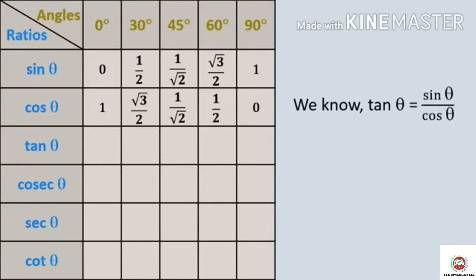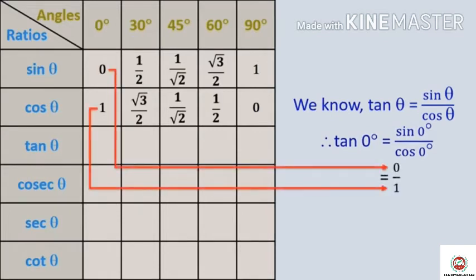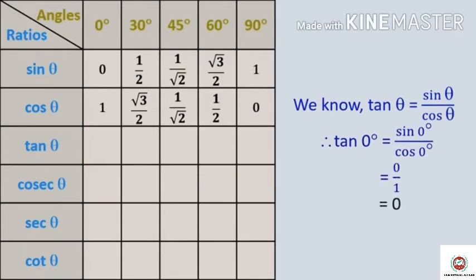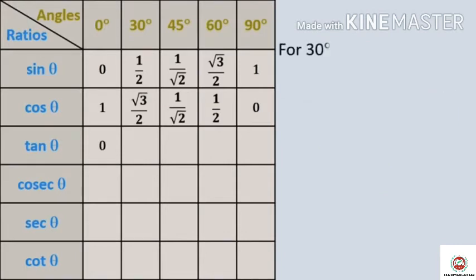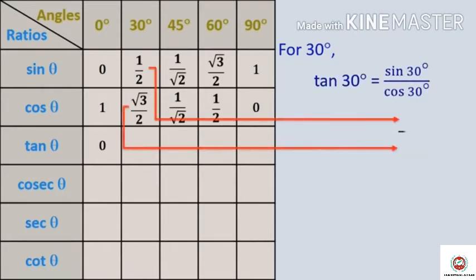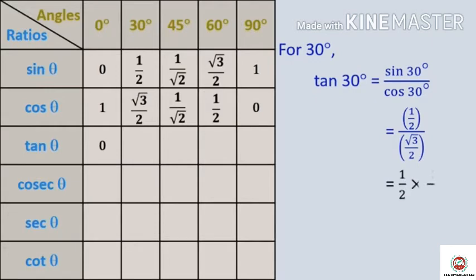And we know tan theta equals sin theta divided by cos theta. So tan 0 equals sin 0 divided by cos 0 and so on. Here we obtain tan 0 equal to 0 by 1, that is 0. Then for 30 degree we have tan 30 equal to sin 30 divided by cos 30. After simplification we obtain 1 by 2 divided by root 3 by 2, and this will be 1 by root 3.